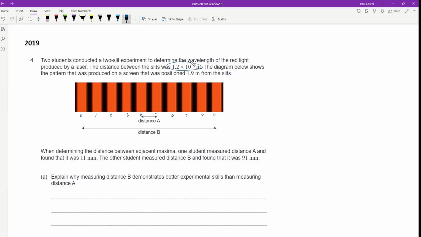Okay, we are told the distance between the slits, 1.9 meters away. So that's the length. So we've got all our values. We've got 2 distances there. Automatically there's going to be an exam question saying which one is the better one. You're told distance B was 91 millimeters and distance A was 11 millimeters.